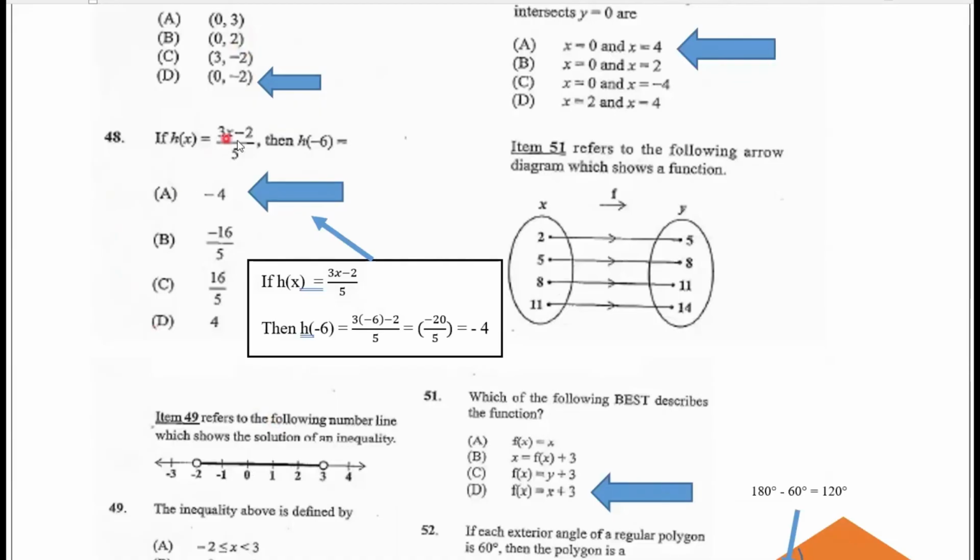48. h of x is 3x minus 2 over 5. What's h of -6? Very easy. All we do is substitute x with -6. So it will be what? It will be 3 by -6 minus 2 over 5. 3 by -6 is -18. And -18 minus 2 would give you -20 over 5.